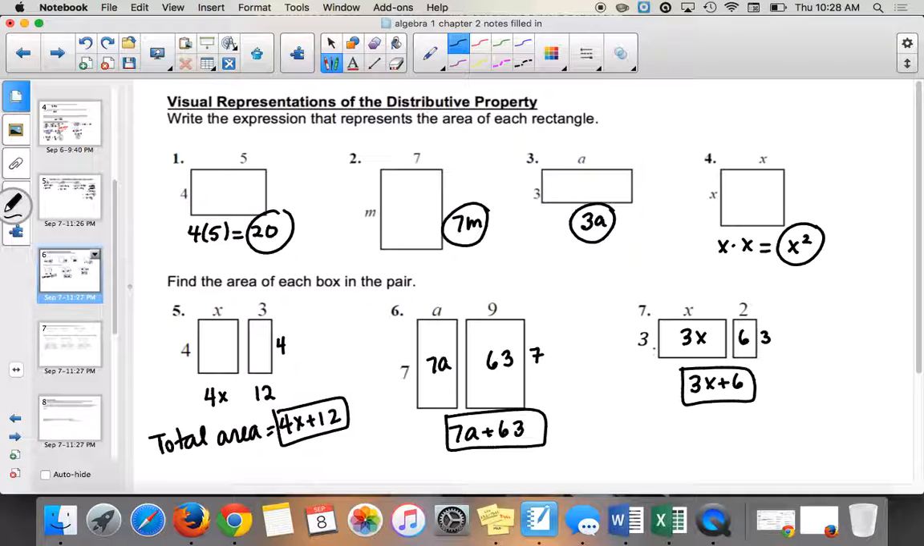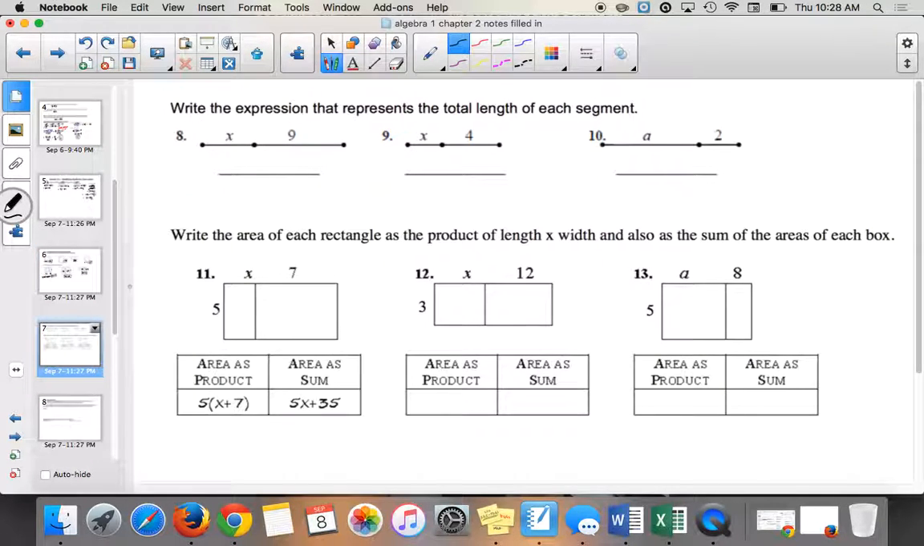Okay, so there's a reason that we're doing this. So now we're going to put them together, right? So if you put the boxes together, well, let's talk about the lengths first. It says write the expression that represents the total length of each segment. If I talk about this length going all the way from the end on the left to the end on the right, what would we say for that length? Yeah, it's exactly x plus 9. You're going to add those two lengths together. So if x was 2, you'd have 2 plus 9, which would be 11, right?